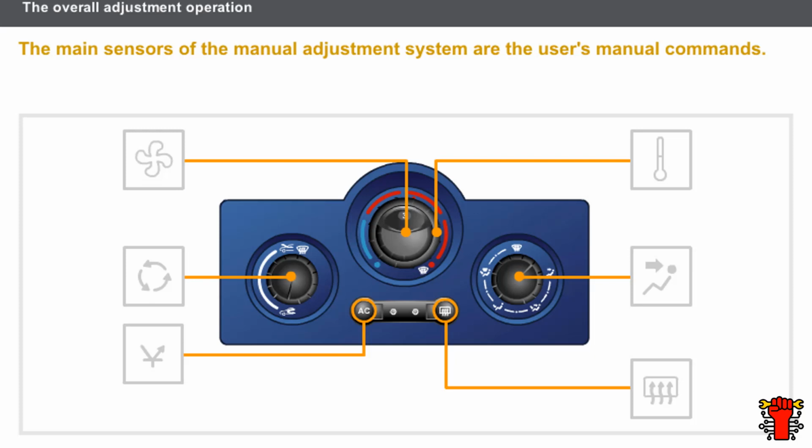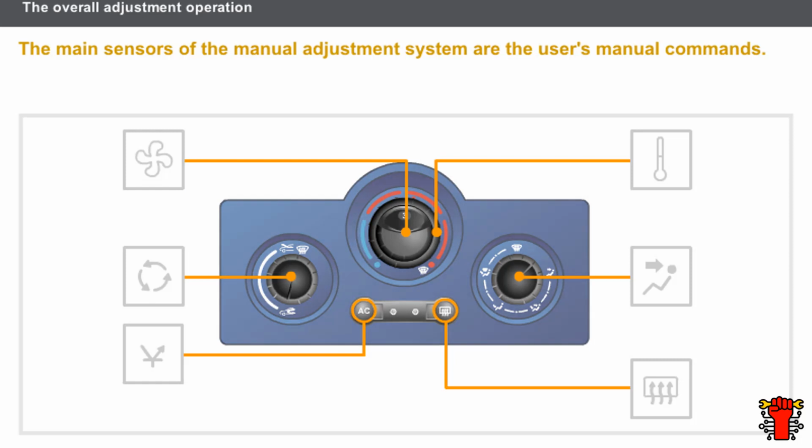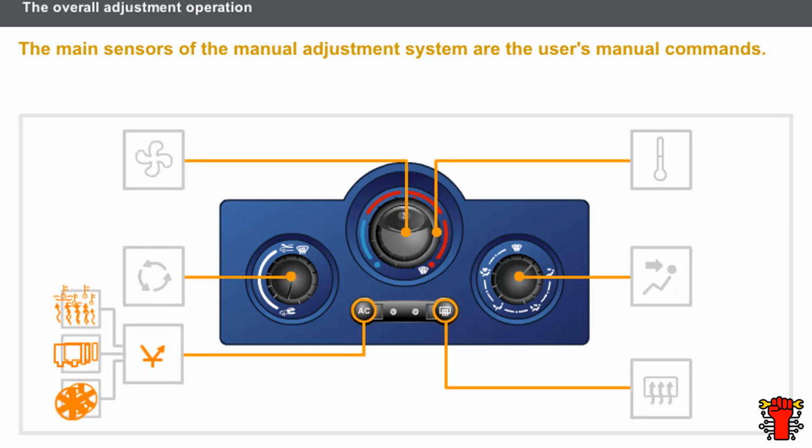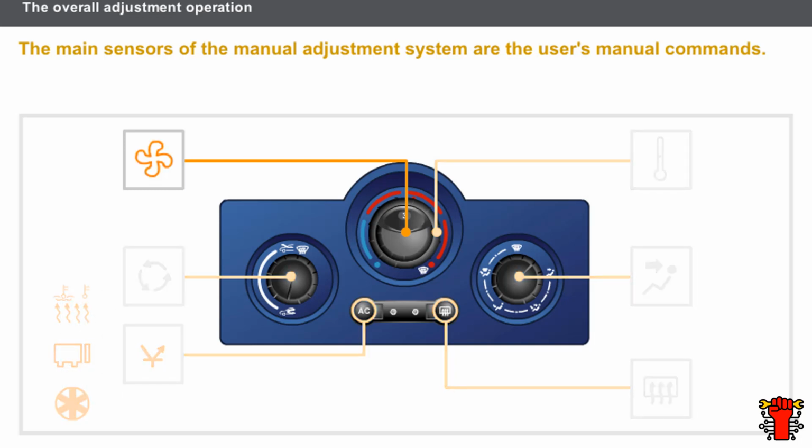The manual adjustment system operates differently in some ways to the automatic system. The main sensors of the manual adjustment system are the user's manual commands. These manual commands activate the different actuators for the air distribution functions in the passenger compartment directly. In manual mode, the injection computer is only involved in managing the cold loop and additional heating. The operation request for the air conditioning will only be taken into account if a ventilation speed is triggered.